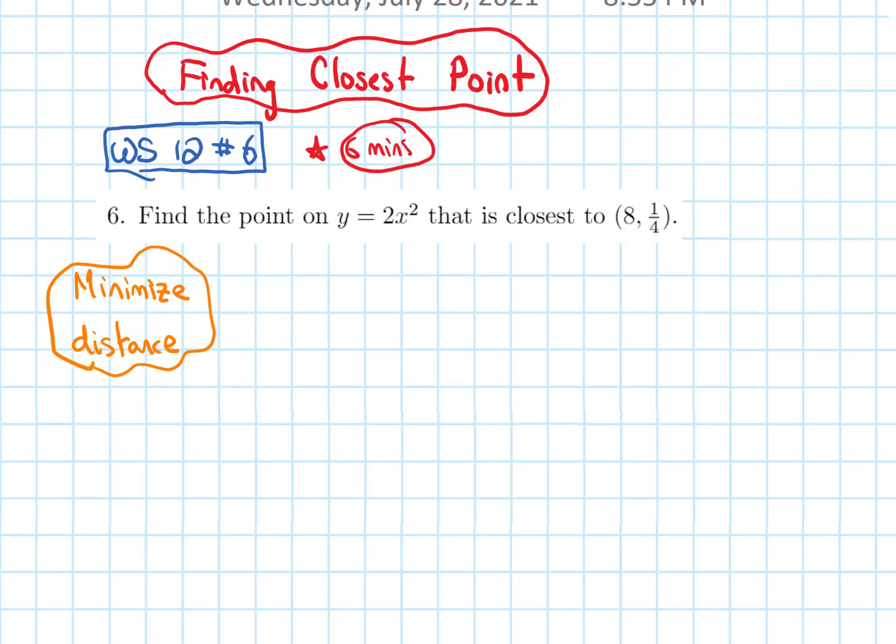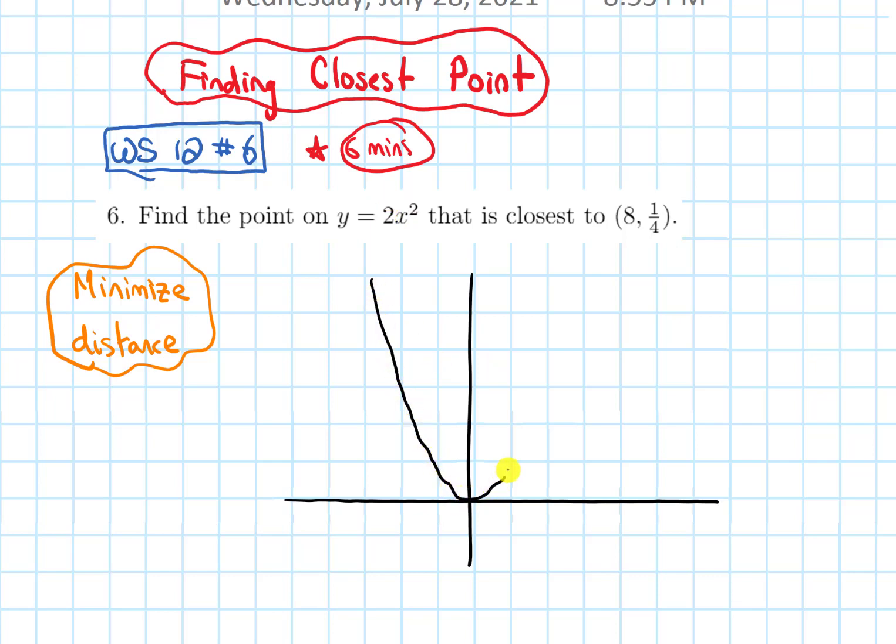Okay, so let's draw a picture. I'm going to draw some axes, and I'll draw the graph of this. This is a parabola. The leading coefficient is positive, so it's going to be upward facing. And the vertex of this is at the origin. So we have this upward facing parabola.